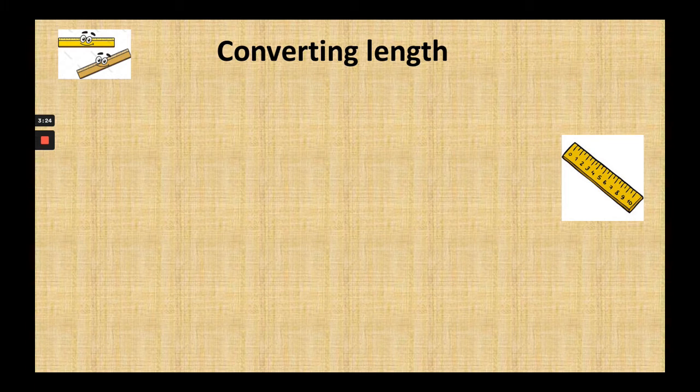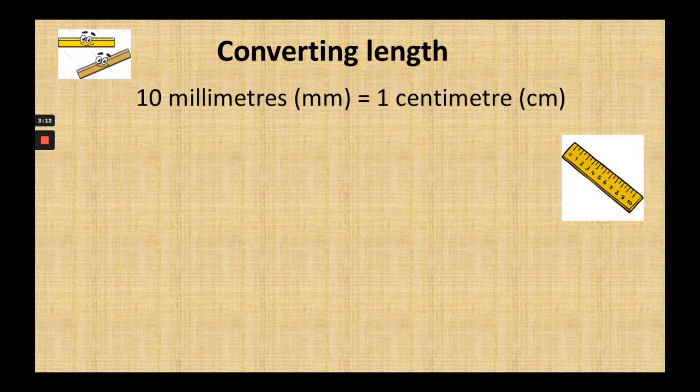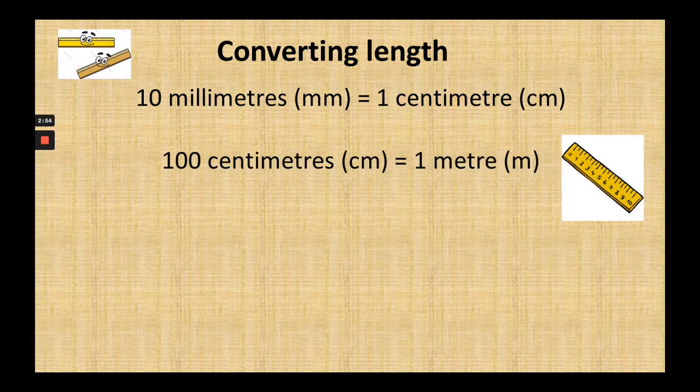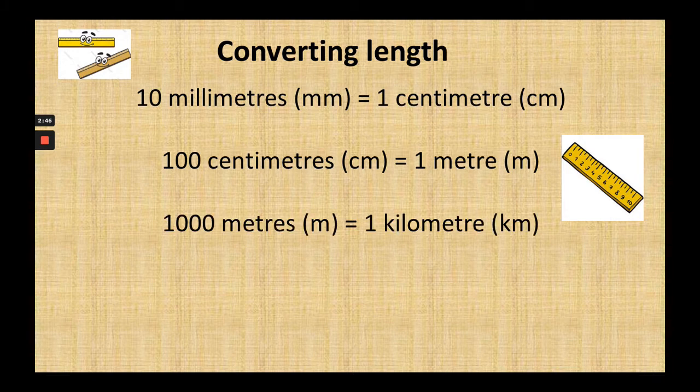Can you remember about converting length? We did this before Christmas. So we've got millimetres to centimetres. So there are 10 millimetres in 1 centimetre. And if you've got a ruler there, you can look for those little tiny dashes. Those were the millimetres, weren't they? And then the slightly longer ones with the numbers on, those are the centimetres. So we've got 10 millimetres in a centimetre, 100 centimetres in 1 metre. So our long 1 metre ruler, that has 100 centimetres, and 1,000 metres in 1 kilometre.